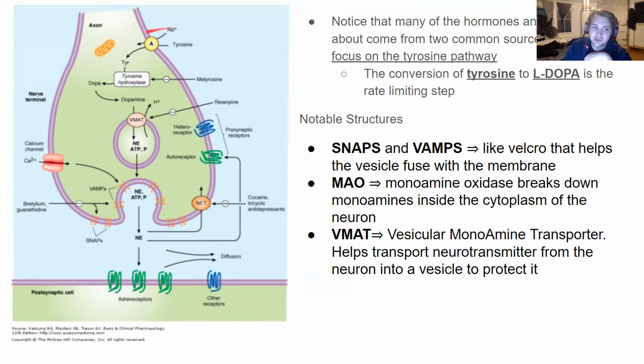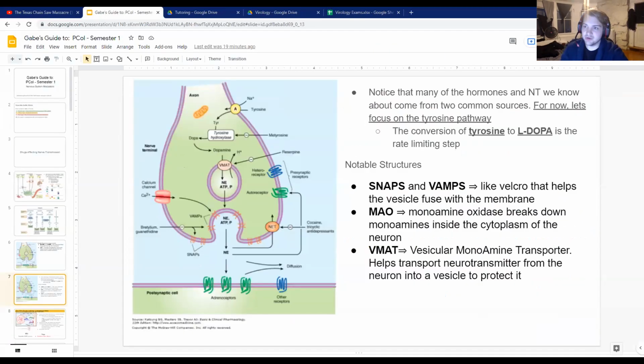Tyrosine is taken up into the nerve terminus, where this tyrosine is converted to dopa, L-dopa, via tyrosine hydroxylase. So let me actually draw this out for us. First, what happens is the tyrosine is taken up into the cell, and that tyrosine is converted into L-dopa via tyrosine hydroxylase.